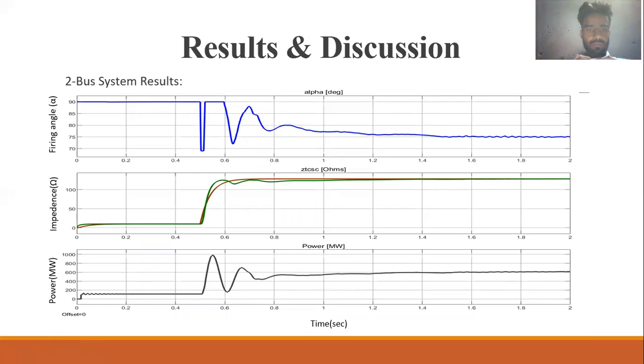So this much impedance, first at 0.4, I think yes, 0.5, we are triggering the TCSC, and you know how much it's regulating: almost 128 ohm impedance, that the TCSC is regulating.